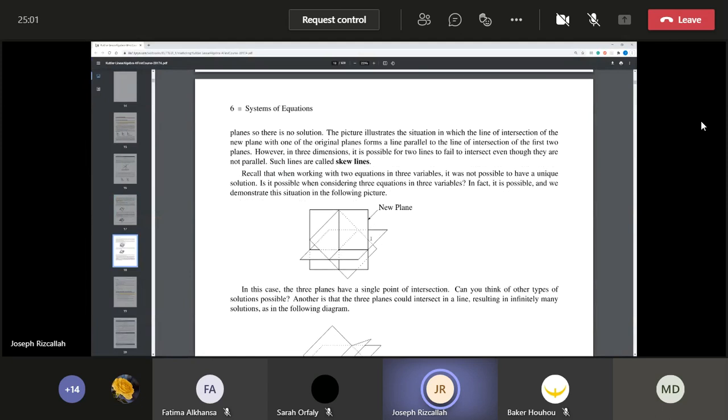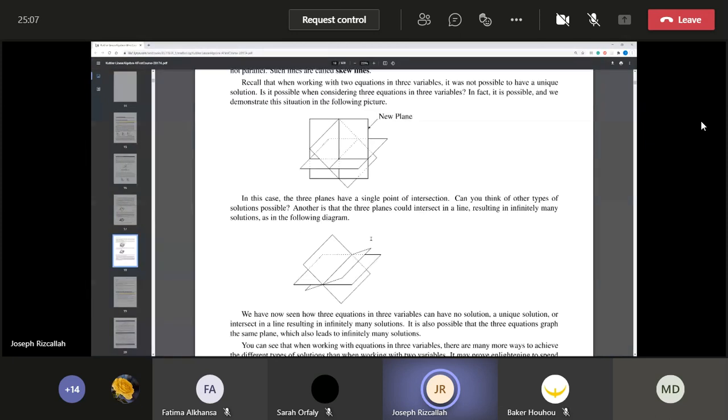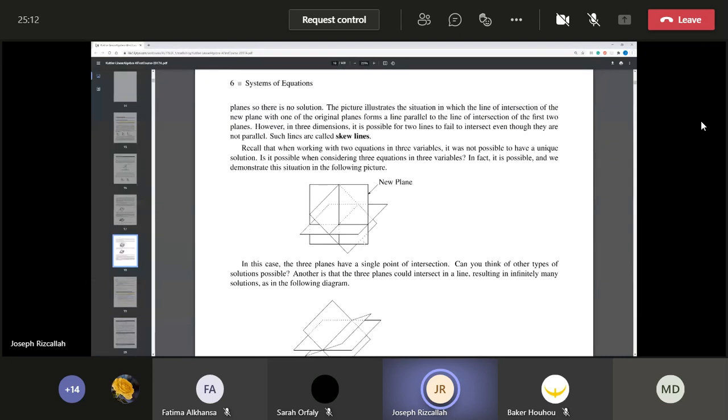I want you to know only this and no more than that, because I know that many of you are coming from a sociology and economics background and have not seen planes previously, so I'm not going to teach you this now to use it, right? So that's what I want you to know about the geometric interpretation of three unknowns. Okay. Do you have any questions?